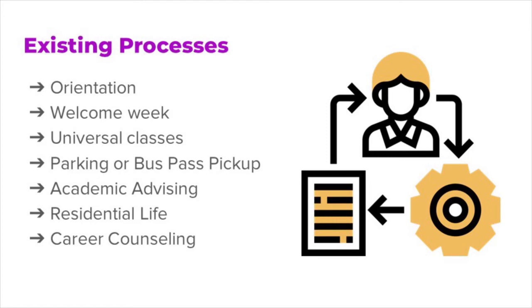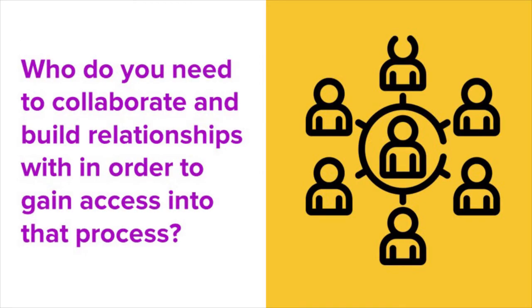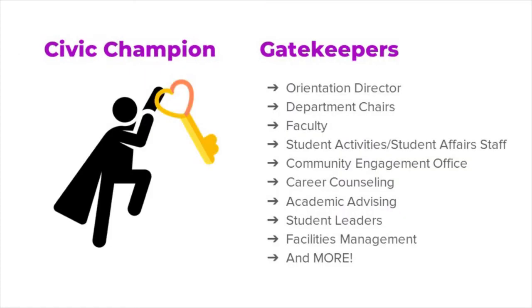But the first one is, what is that existing process on your campus that you can integrate your voter registration into? Like we've been saying, anything from that orientation, that welcome week, even parking pass pickup, academic advising, much more we'll go into in the breakout. But what is your process that you're really interested in building your strategy into? And then the next thing is, who do you need to collaborate or build relationships with in order to gain access into that process? So think about who are the gatekeepers. For example, keeping it simple, we want to do orientation. You're going to have to get access to that orientation director.